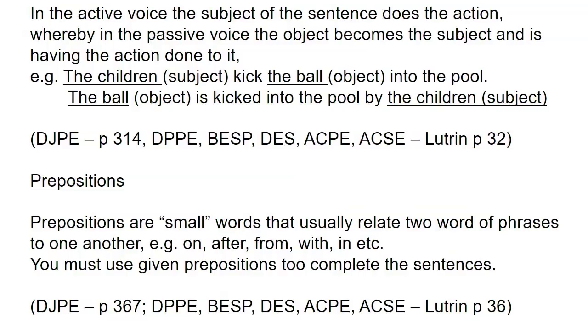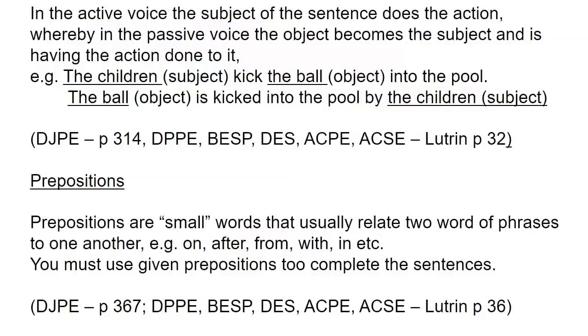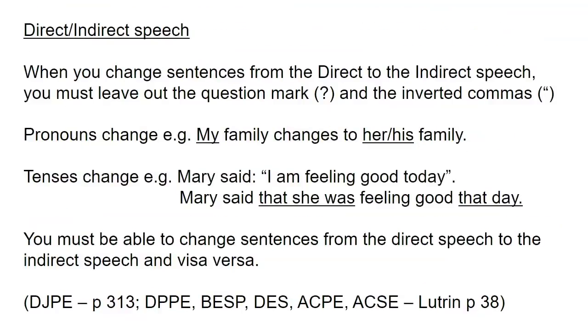DJPE, page 314 for you. DPPE, BESP, DES, ACPE and ACSE will find those exercises in Lutheran page 32. Now prepositions, you will find prepositions in your exam paper for sure. And prepositions are small little words that usually relate to words or phrases and to one another. For example, on, after, from, with, in, behind, in front, next to, beside, words like those. You must use given prepositions to complete the sentences. DJPE, you'll find your prepositions on page 367. The other students will find theirs in Lutheran, page 36.